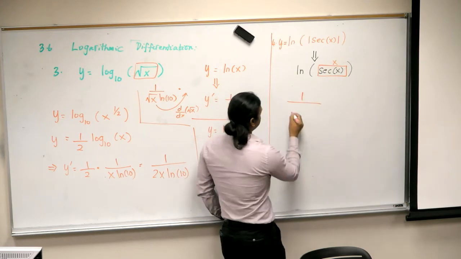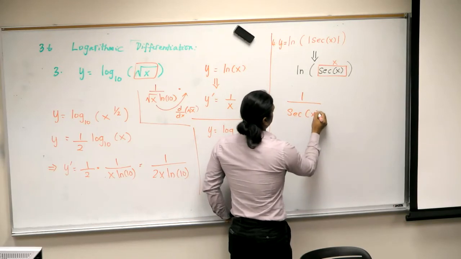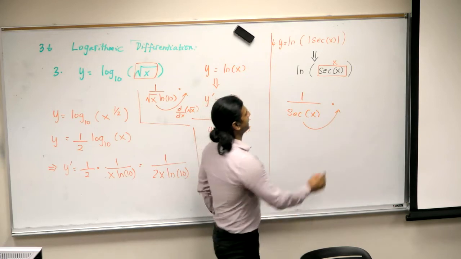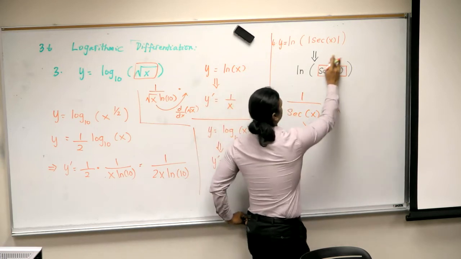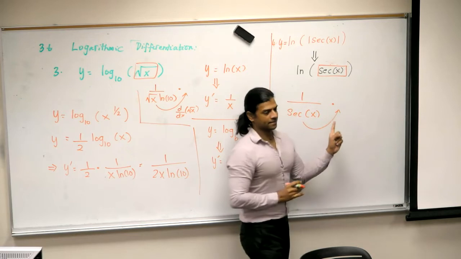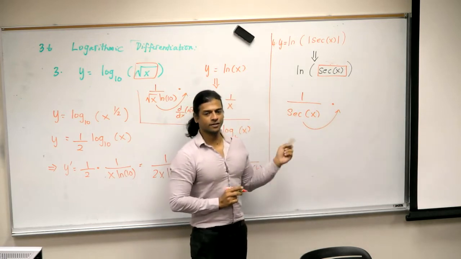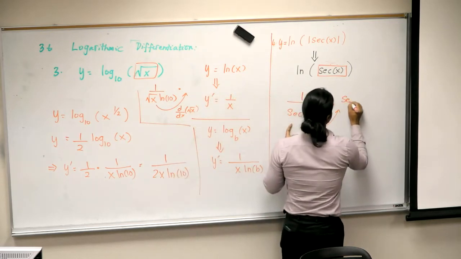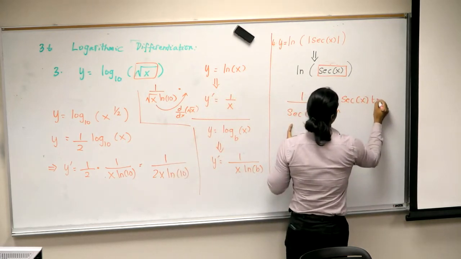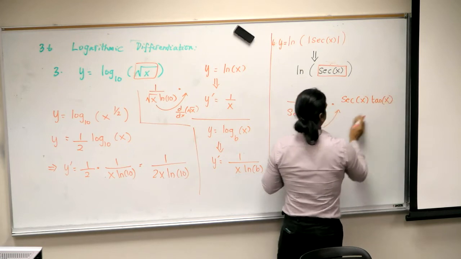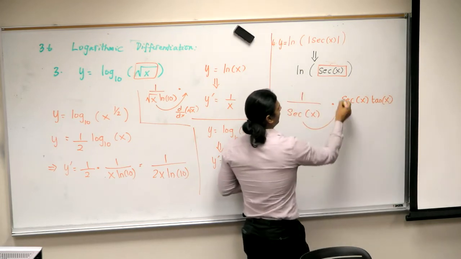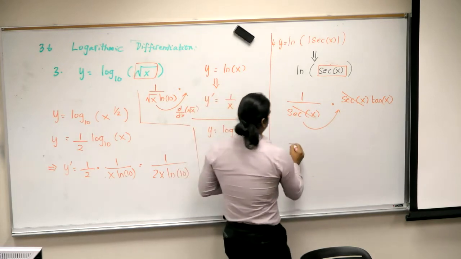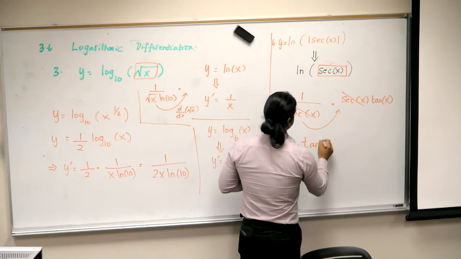1 over secant of x, multiplied by the derivative of secant x. What is the derivative of secant x? Secant x times tangent x. So what you would have is secant x tangent x over secant x. The secant and secant will get cancelled. So the answer is tangent x.